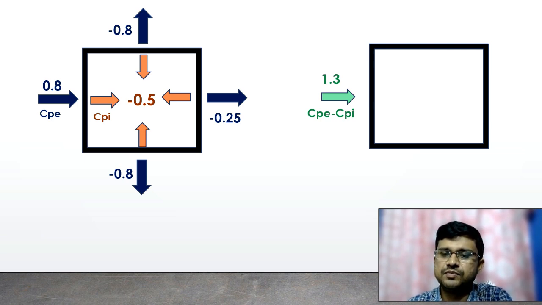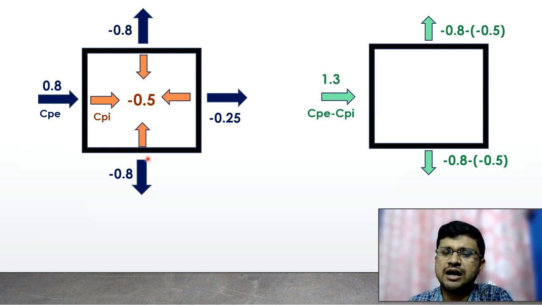So it is 1.3. Now for the side face, you can see that CPE and CPI are acting in the opposite direction. So one will actually balance the other by certain amount. So minus 0.8 minus minus 0.5. So now CPE minus CPI will become minus 0.3. And for this particular phase, minus 0.25 minus minus 0.5, so it will become 0.25. Now when the value is positive, it is actually pushing this particular phase. So again for the leeward phase, there is positive value, that means it is pushing the phase. But for these two phases, the value is negative, so it is suction in nature.